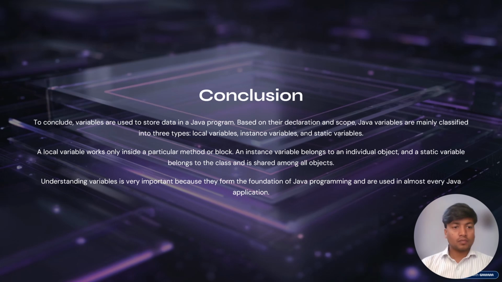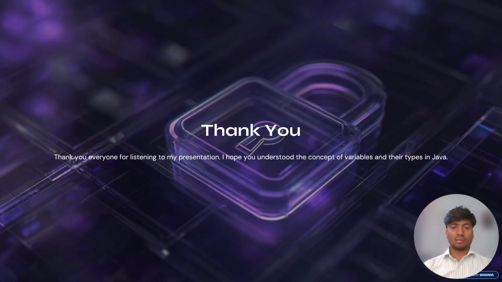To conclude, variables are used to store data in a Java program based on their declaration and scope. Java variables are mainly classified into three types: first, local variable, instance variable and static variable. Understanding variables is very important because they form a foundation of Java programming and are used in almost every Java program application.